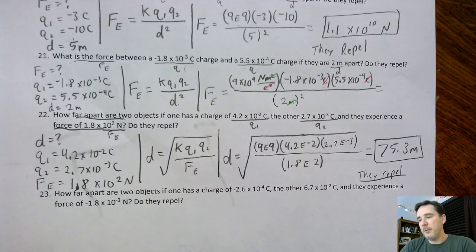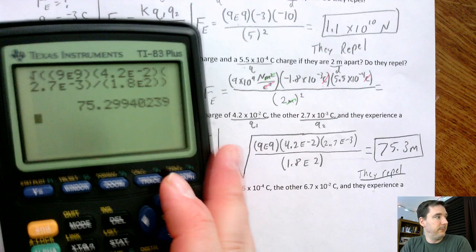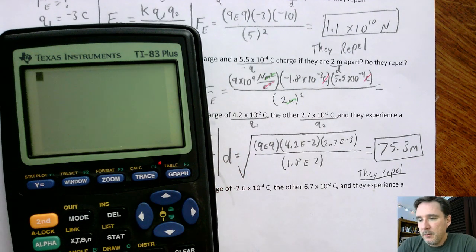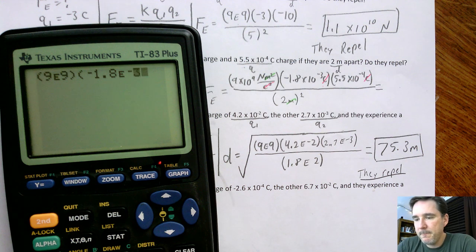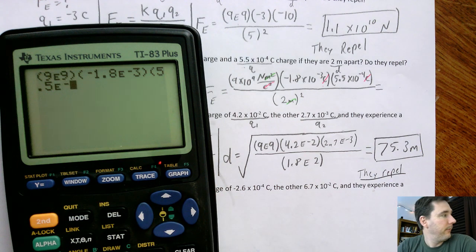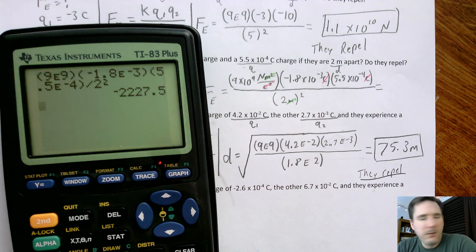All right, so I'm going to put that all into the calculator. Let's clear that out. So I'm going to put 9 times 10 to the 9th, 9e9, times negative 1.8 times 10 to the negative 3, times 5.5 times 10 to the negative 4, divided by 2 squared. So I guess I could just put 4, but we'll be consistent. Let me make sure I did that right. It looks correct to me.